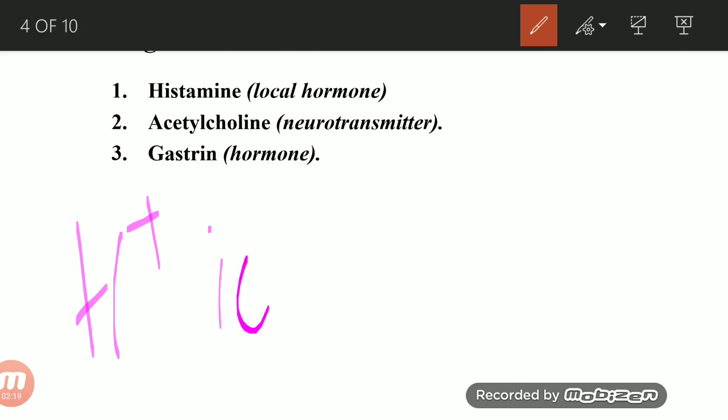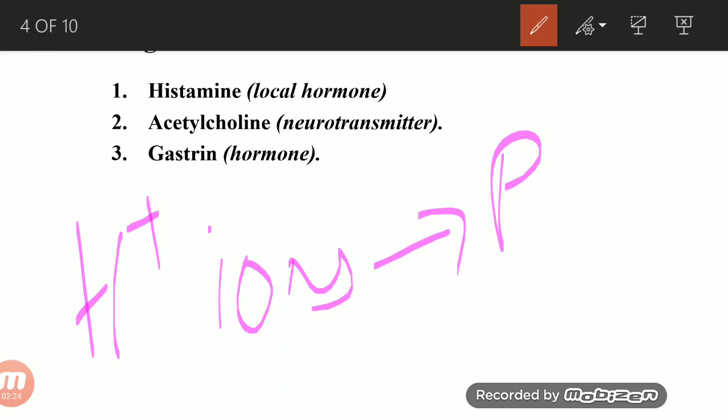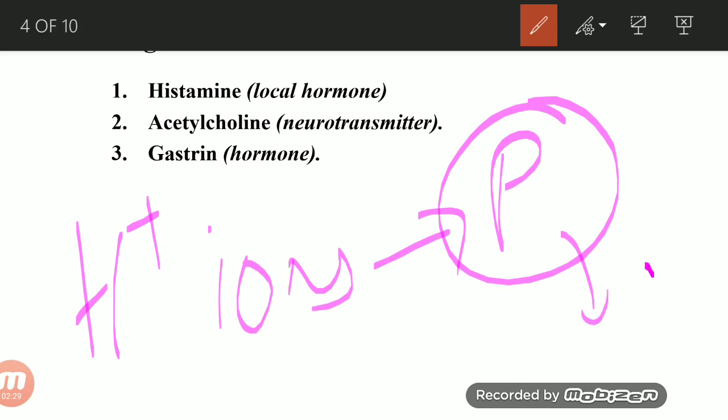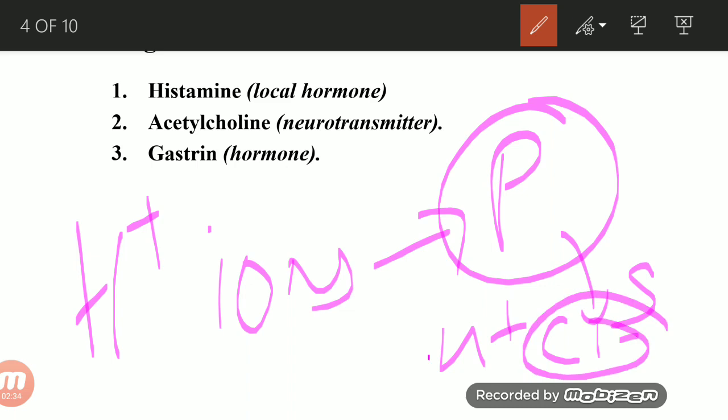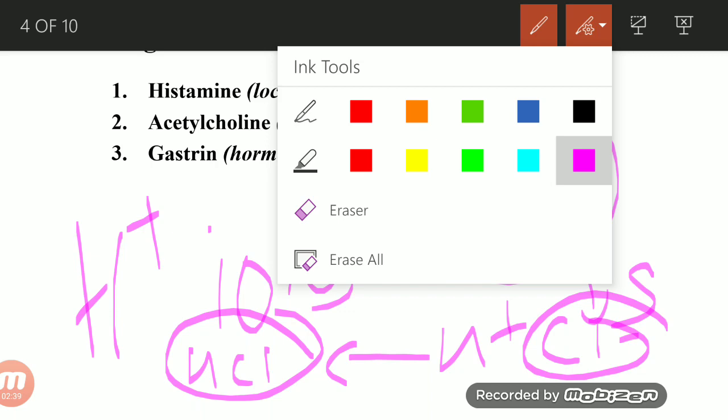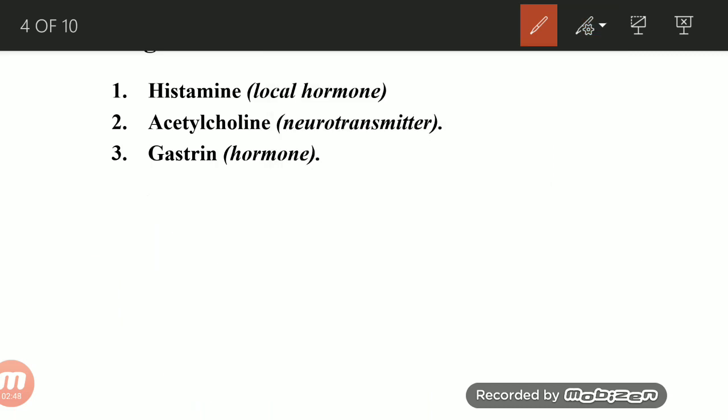Whenever we talk about regulation of your gastric secretion, we are talking about regulation of the secretion of H plus ions from your parietal cells. When these H plus ions escape from your parietal cell, they enter into your stomach. These H plus ions interact with chloride ions and form HCl. So we are going to see how your acid secretion in the stomach is maintained.